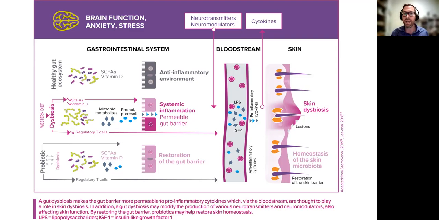So if we look at this broadly, we're looking at brain function, stress, anxiety, and a healthy internal microbiome, microbiota of things that are happening inside. We get adequate nutrition, we get short chain fatty acids, we get enough vitamin D, and that creates an anti-inflammatory environment, which then translates into the bloodstream, which then regulates the skin.